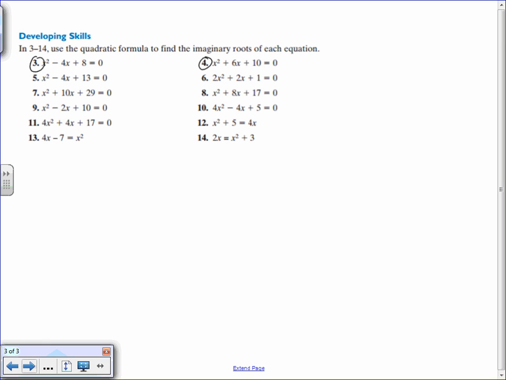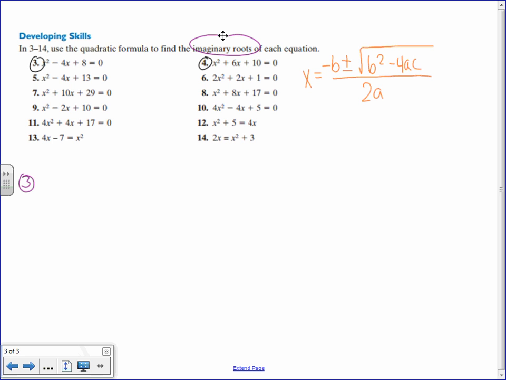And then this is kind of just a review. This is solving quadratics using the quadratic formula, but they tell you that you're going to get imaginary roots. So here I know that since I'm going to have imaginaries, I am going to have a negative under the square root symbol. So for number 3, and I'll come over here. Remember the quadratic formula. You need to memorize this. It's not on your reference sheet. X equals negative b plus or minus the square root b squared minus 4ac all over 2a.